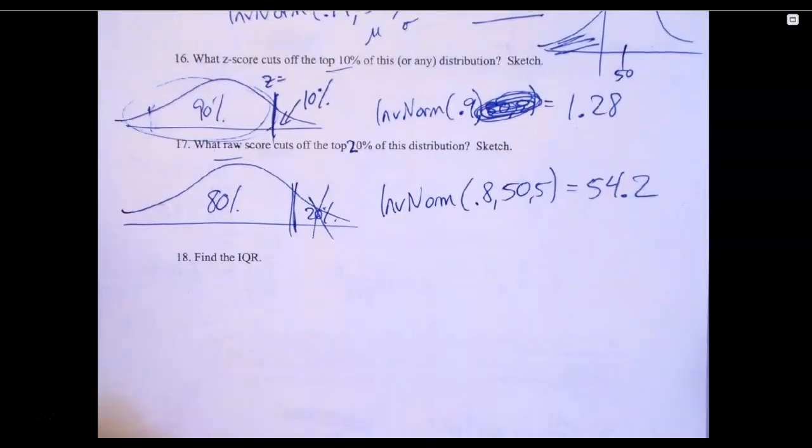And then try 19 or try 18, whichever we haven't done already. We did one similar. That's the same as saying what's the middle 50%.